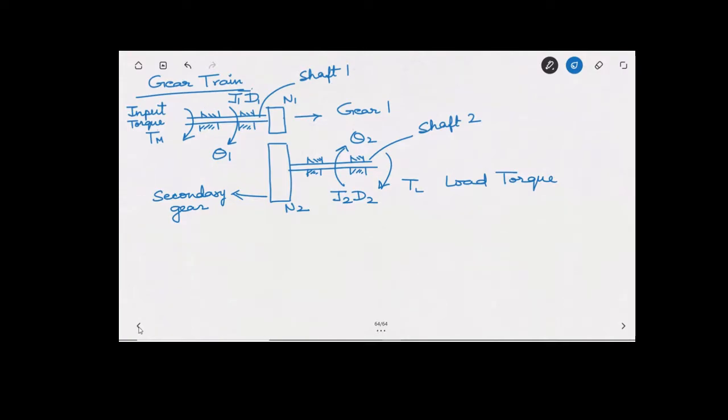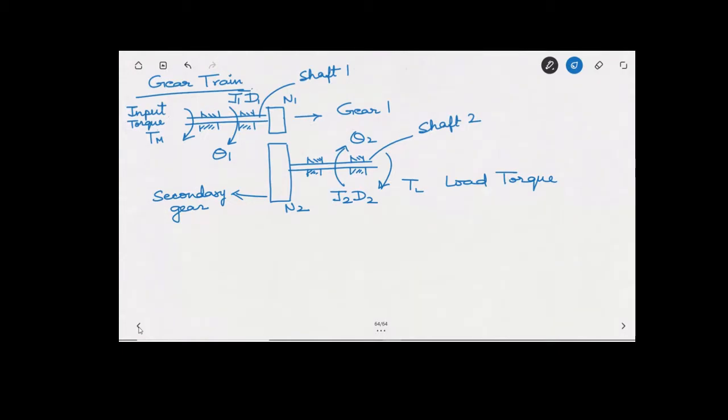So in between the motor and load, how are they connected? They are connected through gears. There is a primary gear which is connected to the motor shaft and the secondary gear which is connected to the load shaft. This torque is called the input torque and this torque is called the load torque. So these are the two shafts, the input shaft and the output shaft. And these are the teeth on the primary gear and the teeth on the secondary gear.